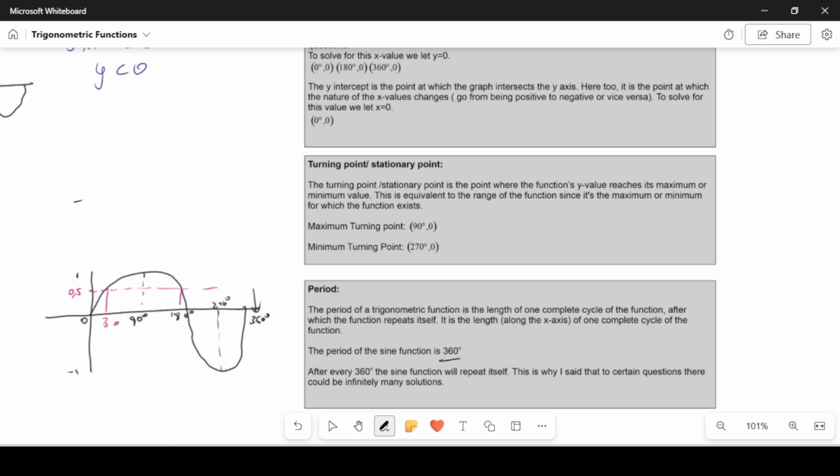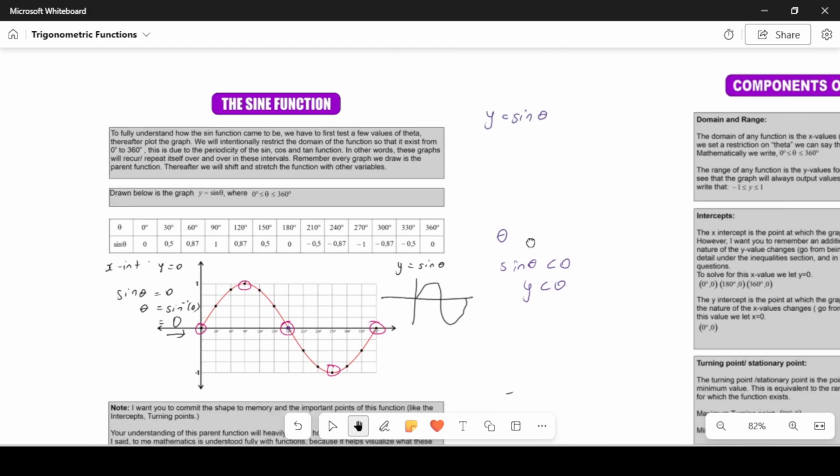And the period, after every 360 degrees, the function will repeat itself. It'll do the same thing over and over. So we're just saying that the period is 360 degrees. What does that mean? After every 360 degrees, the function will repeat itself. It'll do the same thing again. So that's basically everything that you need to know for the parent function of sine.